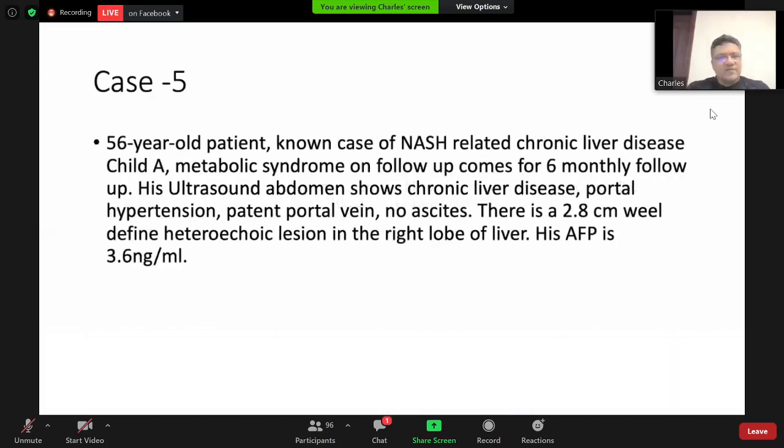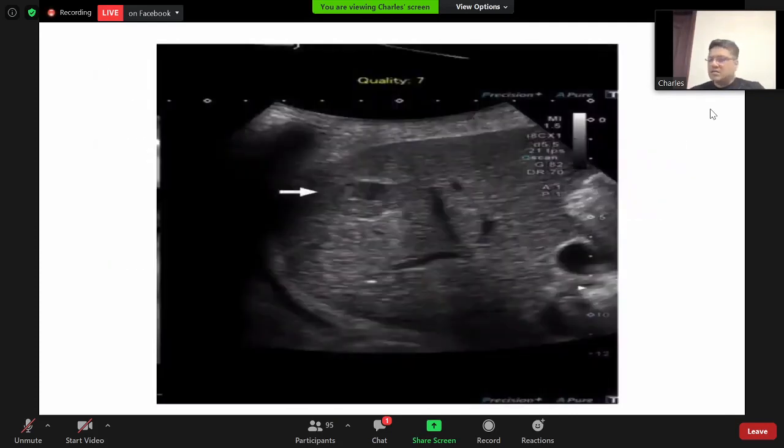So coming to our fifth case, a 56-year-old male, a known case of NASH cirrhosis, Child A, on 6-monthly follow-up. Ultrasound shows chronic liver disease, portal hypertension, patent portal vein, no ascites. And you see a new onset 2.8 centimeter well-defined heteroechoic lesion in the right lobe of the liver, and his AFP is 3.6 nanogram per ml. This is the ultrasound finding.